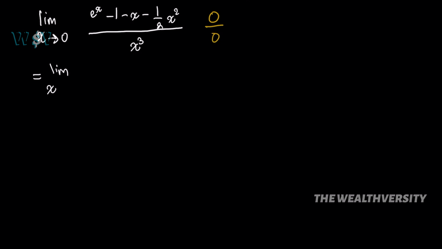So we get that the limit as x approaches 0 is equal to e to the x minus 1 minus x divided by 3x squared, and we indicate that we used L'Hopital's rule by writing LHR. Now if we sub in 0, we will still get 0 over 0, so we have to keep using L'Hopital's rule until we get a limit and not an indeterminate form.